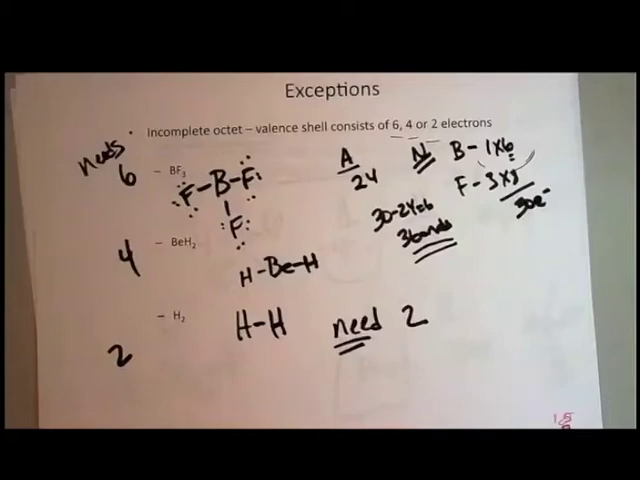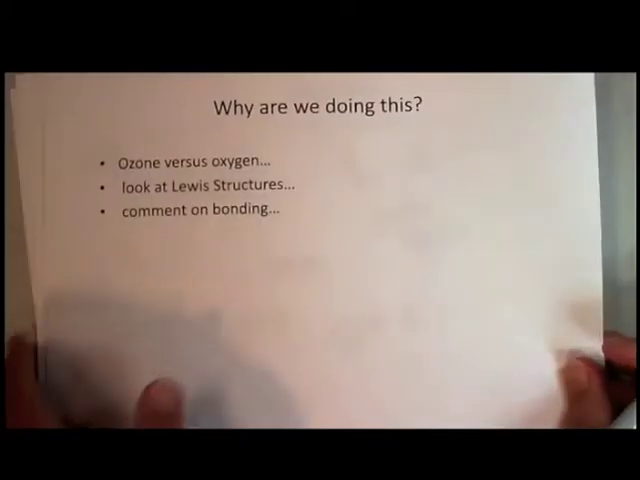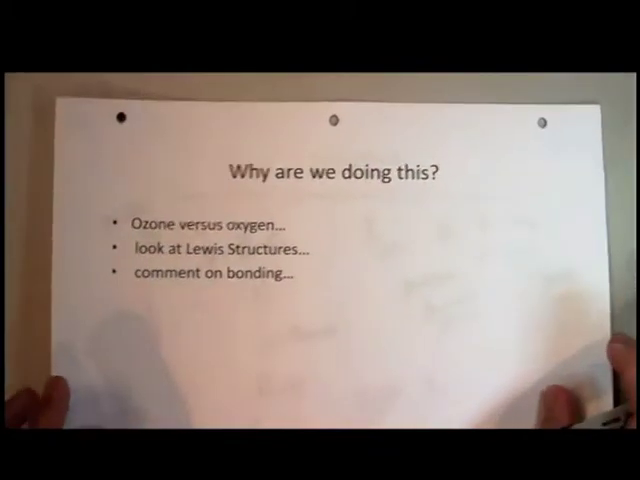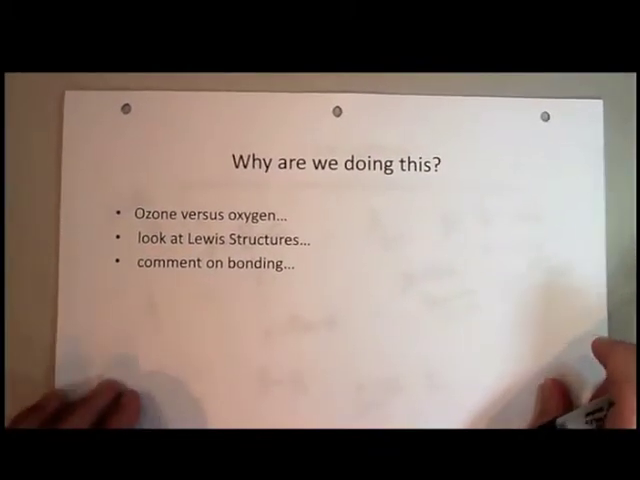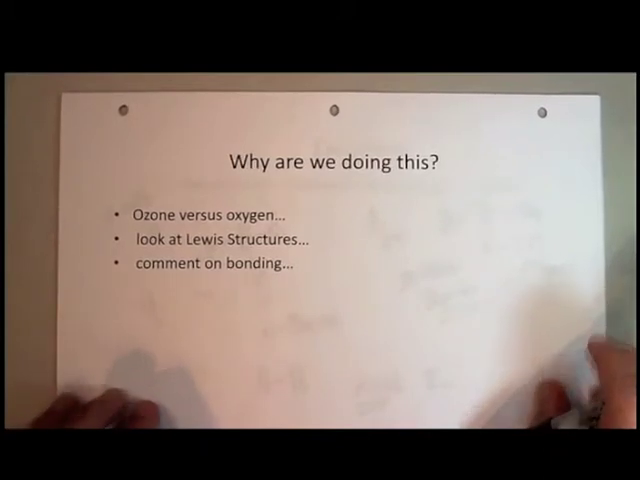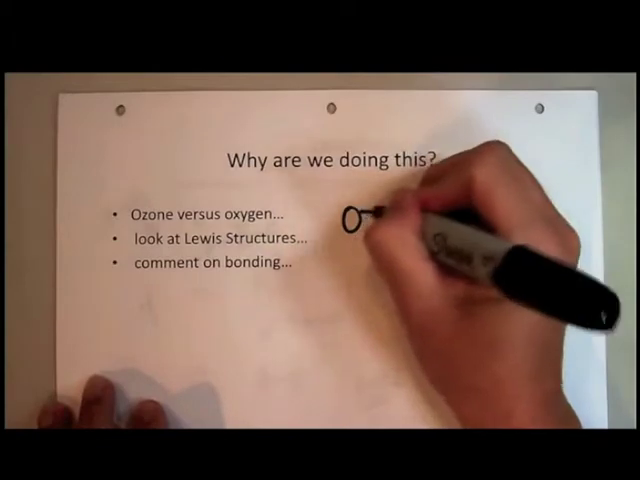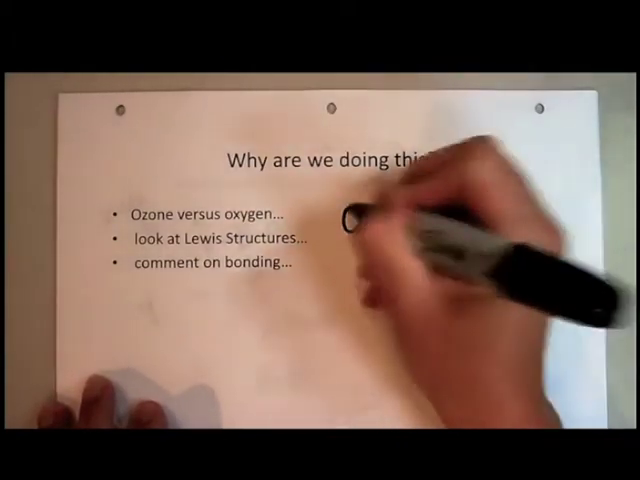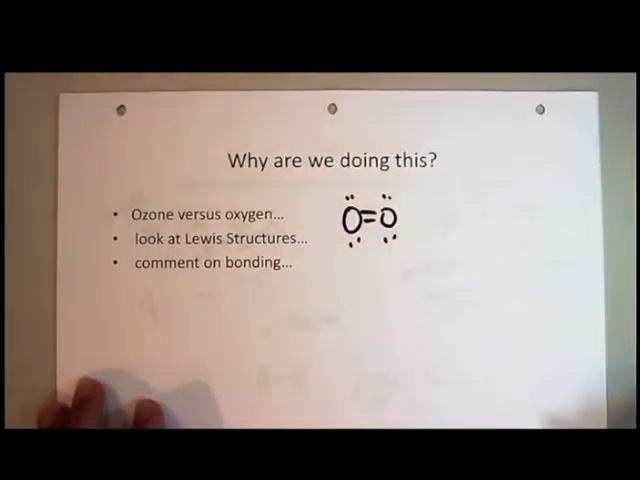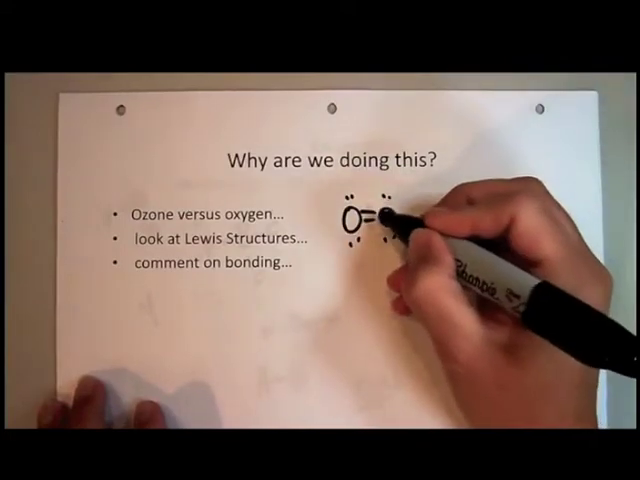Now, why are we doing all of this? We're supposed to be talking about ozone and oxygen, so we want to get back to that. Now we understand something about the mechanics of predicting the types of bonds that exist in these different covalent compounds. We looked at the Lewis structure already at the very beginning of oxygen, and we correctly predicted that that's the Lewis structure of oxygen. Oxygen has a double bond.